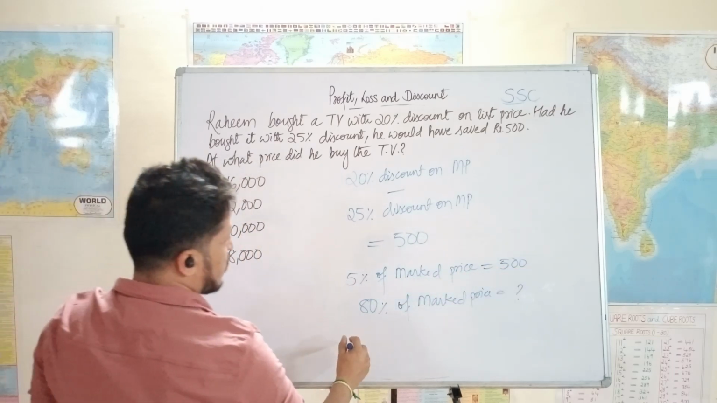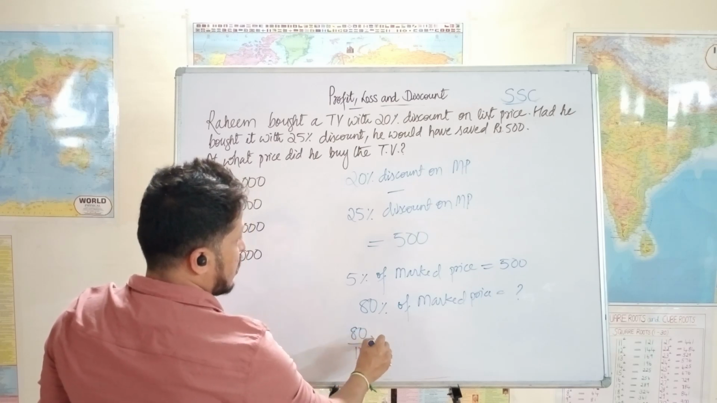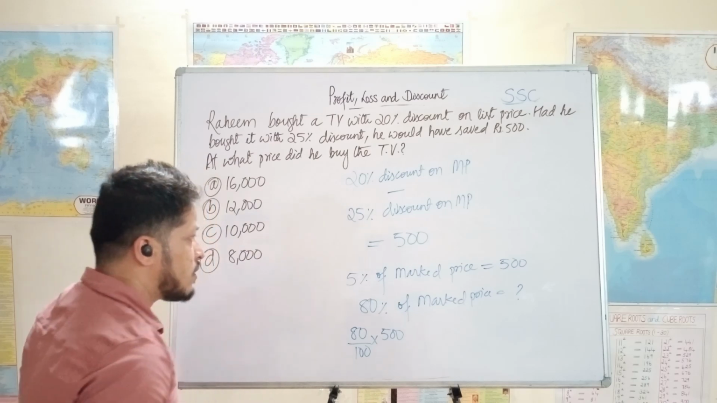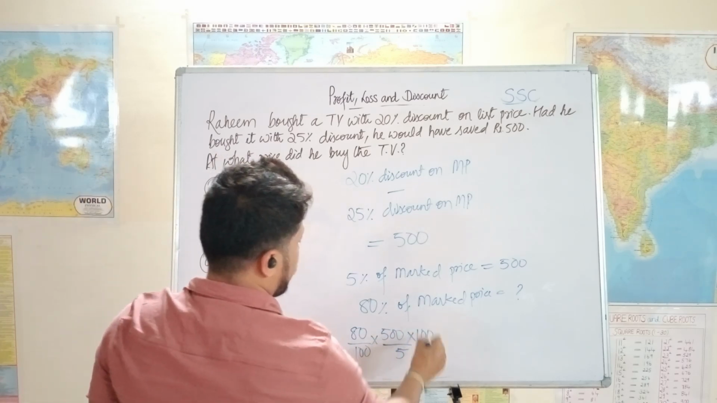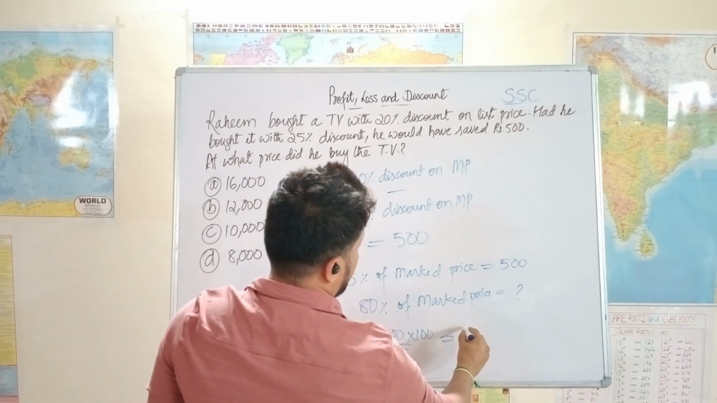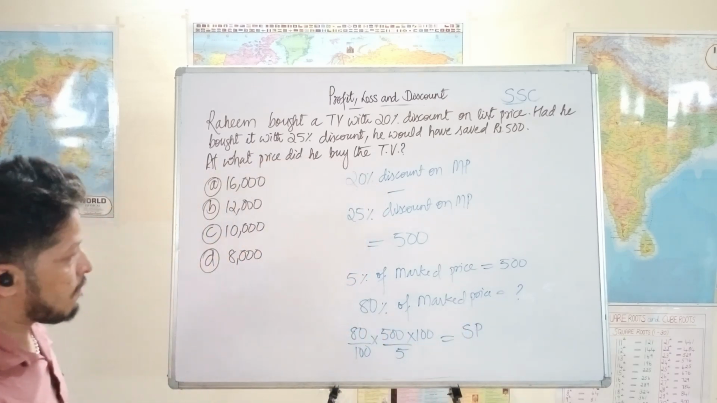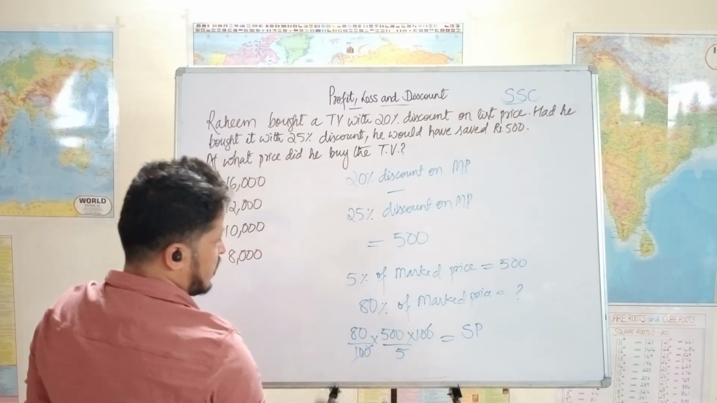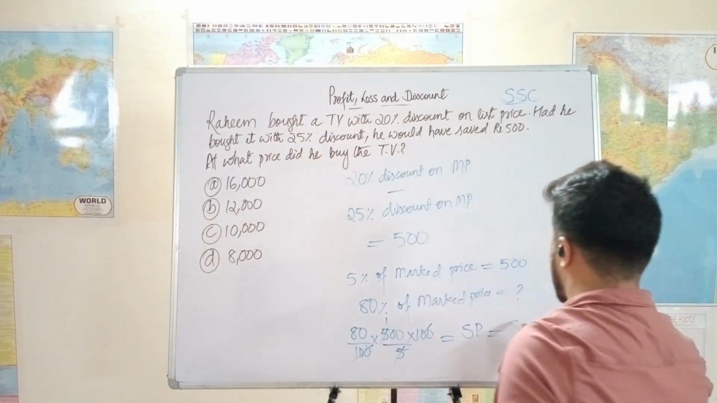So just cross multiplication. This is equal to 80 by 100 into 500 divided by 5%, which is 5 into 100, is equal to the purchase price or sold price. So 100 I can cancel here. 5 ones are 5, 5 ones are. So 80 into 100 is 80%.